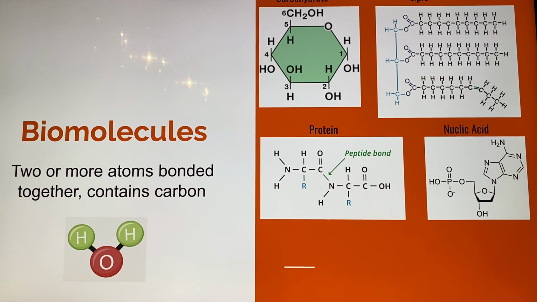Like I said, biomolecules are 2 or more atoms bonded together that contain carbon. We, as humans, are carbon-based life forms. Why? Because we contain a lot of carbon in our bodies. We're mostly made of that. These are the chemical structures right here. There's a carbohydrate. Carbohydrates basically break down into sugars. Lipids, unfortunately, fats. Proteins, we have a lot of these in our muscles, of course, and nucleic acids.